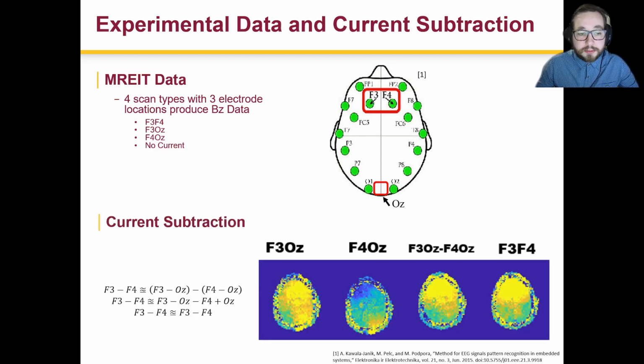Now, for the linear combination I did for the current subtraction, I looked at the F3 OZ scan and subtracted the F4 OZ scan from it. Due to the superposition property of current, we expect that this process would produce a scan that is similar in both structure and amplitude to the experimental F3 F4 scan.